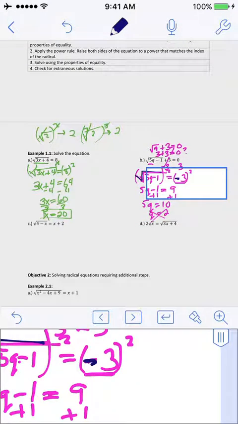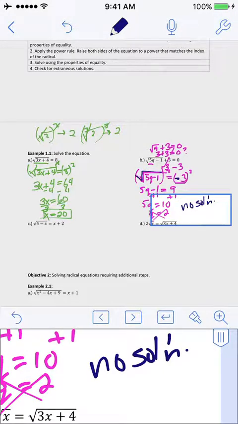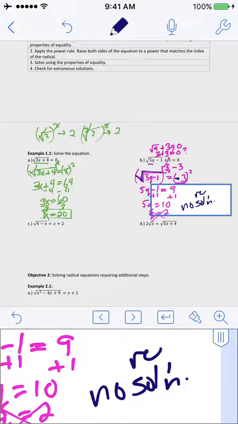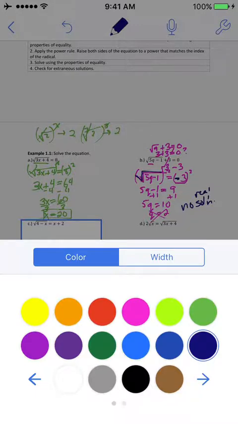We kind of use the idea that no matter what we square, we'll end up being positive. So this one actually has no solution. No real solution. Alright, so hopefully that extraneous solution thing made sense.